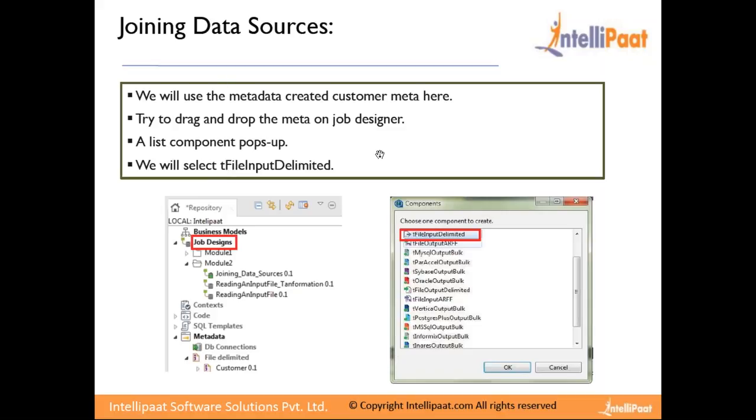we have already created our customer metadata which we'll be using, and then try to drag and drop. So it will open a new window where it asks which component we want to use this metadata we have created. Like we'll be using it as a CSV file, so we will select the tFileInputDelimited. Otherwise we can use whatever we want.